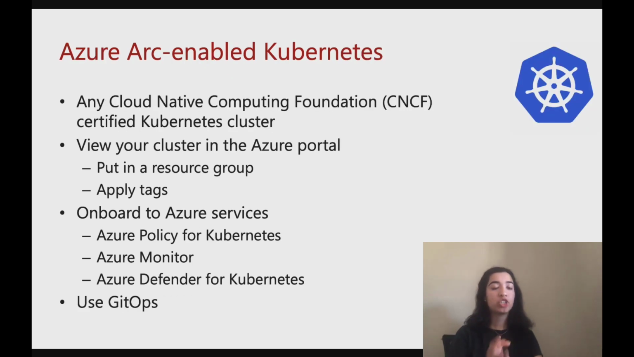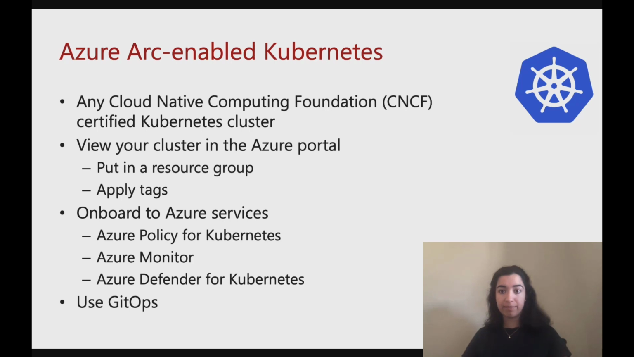Now we have Azure Arc-enabled Kubernetes. This is an agent that's installed in any certified Kubernetes cluster. Once it's installed, again, it's visible in the Azure portal. An example of one of these that you can see is you could quickly spin up an AKS cluster and then see that in the portal today.